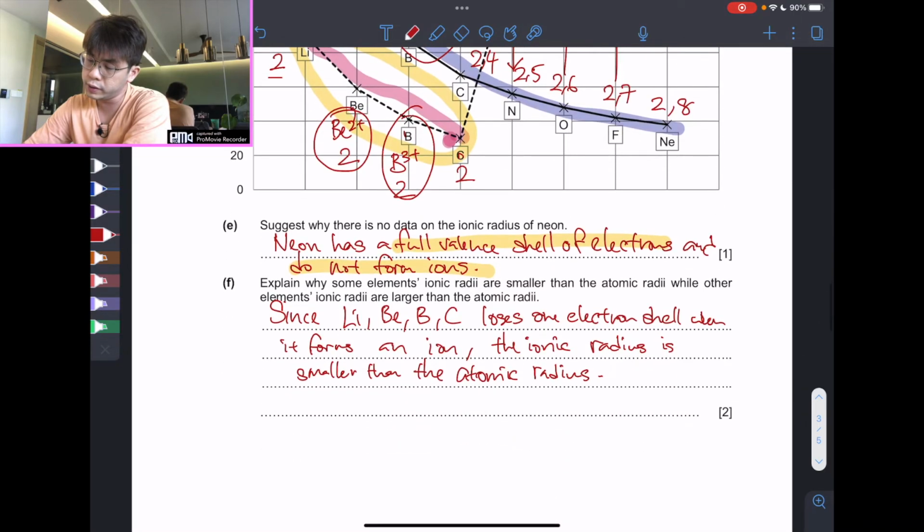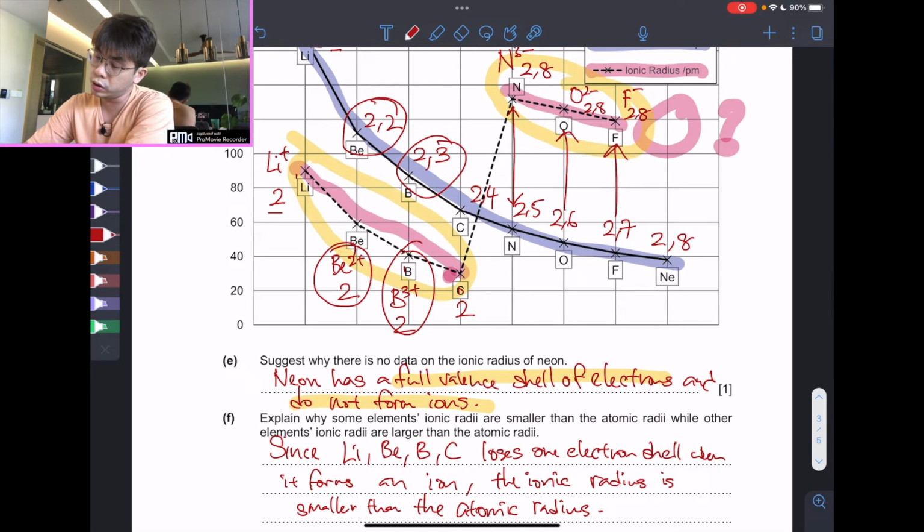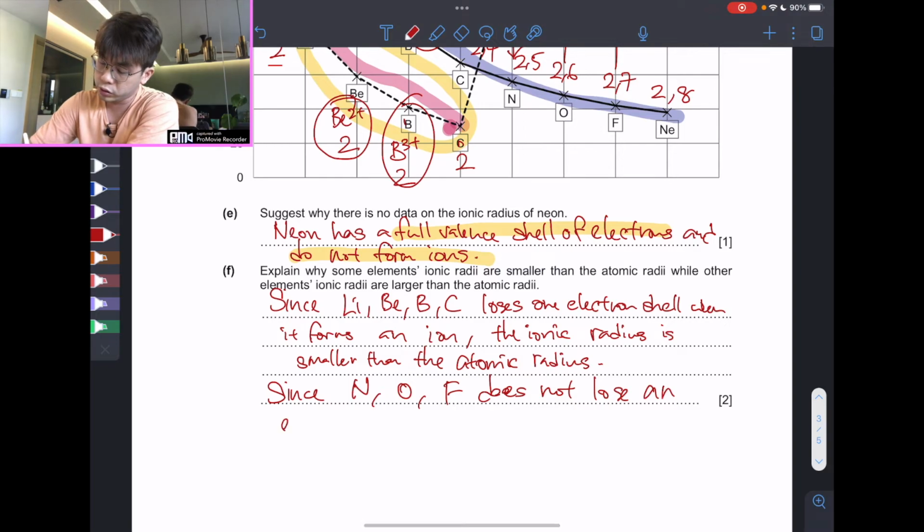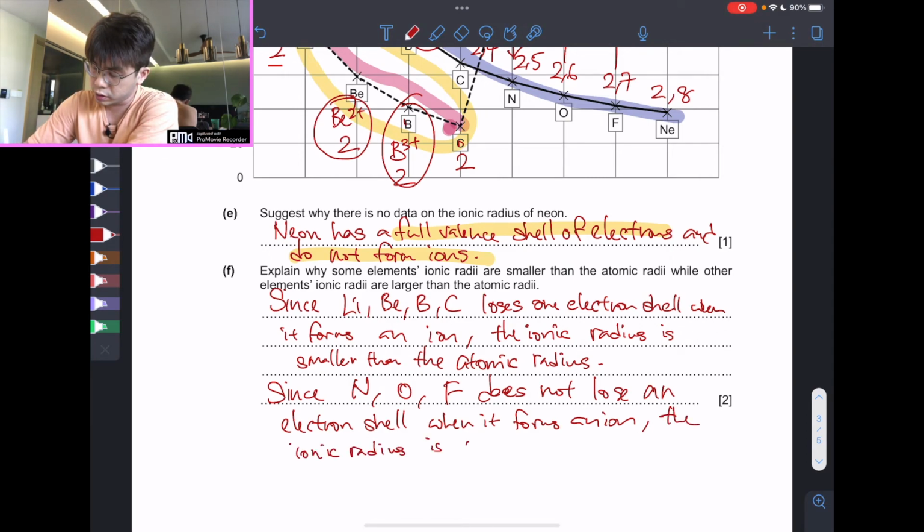Now for the next 3, why is it bigger? You can see that the nitride ion, oxide ion, and fluoride ion do not lose the electron shell. So we just write, since nitrogen, oxygen, and fluorine do not lose an electron shell when they form an ion, the ionic radius is not smaller than the atomic radius.